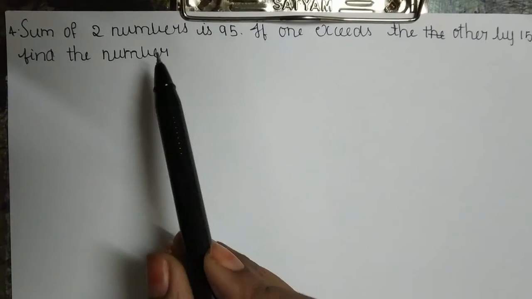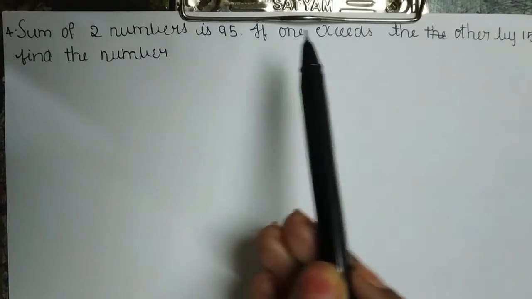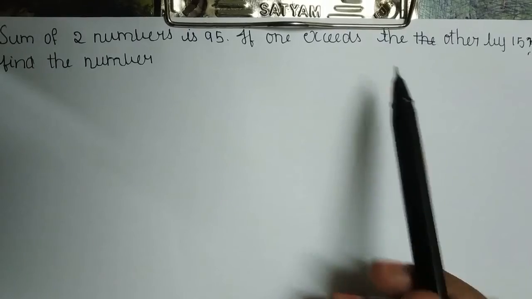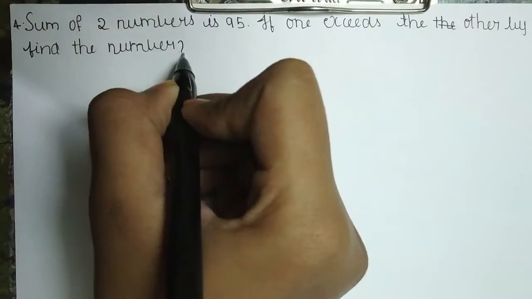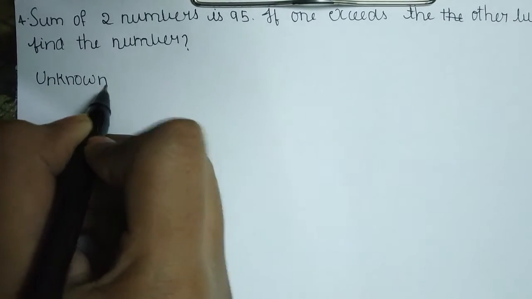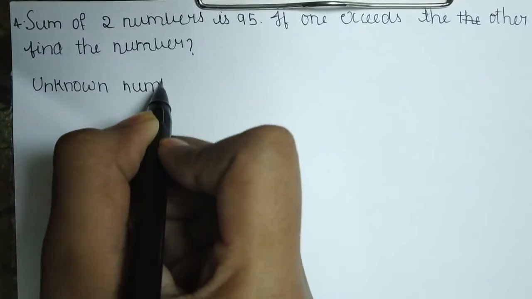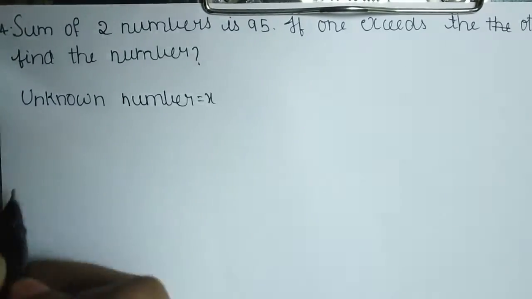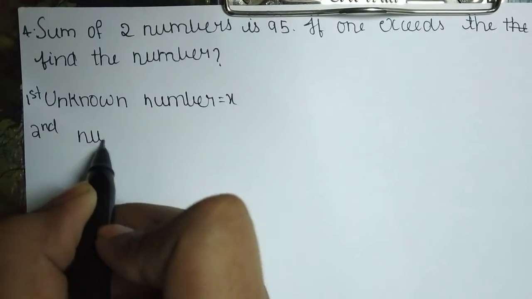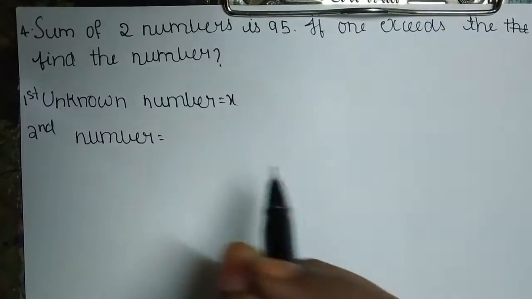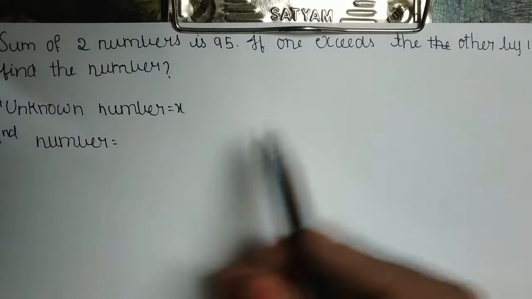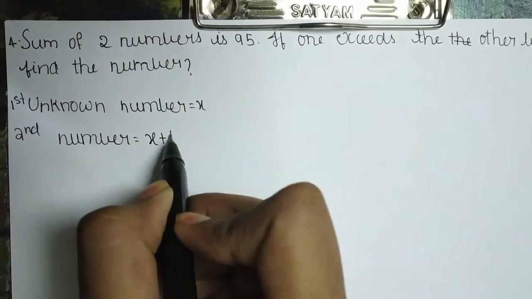There are two numbers. When we add them, we get 95. We don't know one number, and the other number is more than the first. So let's keep the unknown number as x, the first number. The second number is also unknown. It exceeds the first by 15, that means x plus 15.